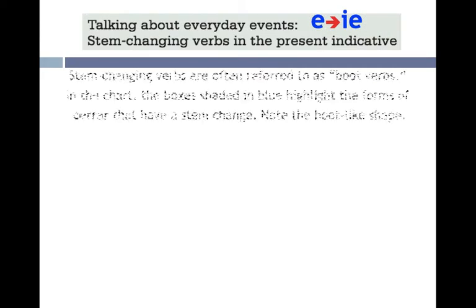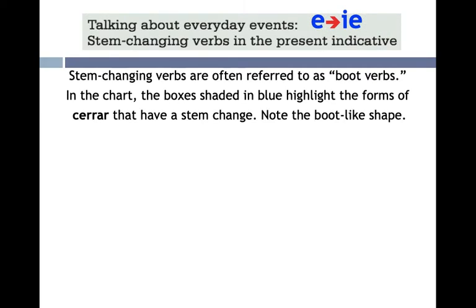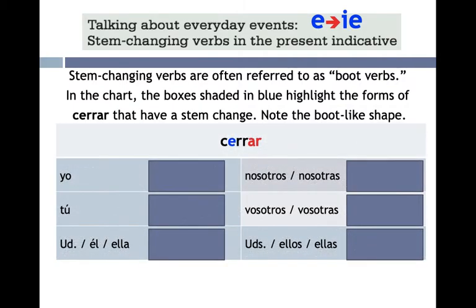Now let's look at these conjugations. Stem-changing verbs are often referred to as boot verbs. In the chart that you're about to see, the boxes that are shaded in blue highlight the forms of cerrar that have a stem change, and you're going to see that they end up being in the shape of a boot. So to conjugate cerrar, two things that you do. First of all, remember that the E will change to IE in the stem, and then remember that the AR verb endings, the regular ones, will be added.